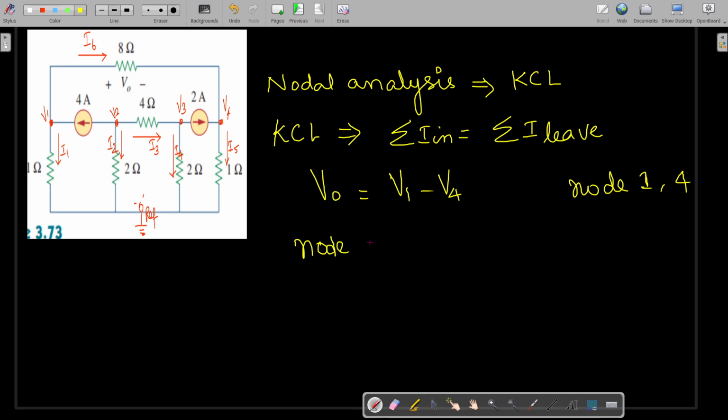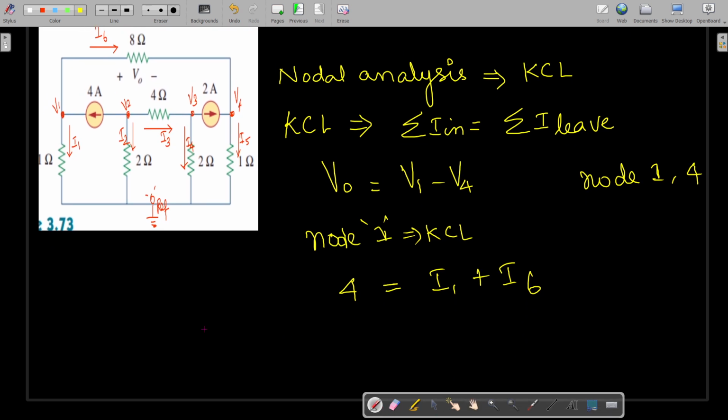For this node 1, we apply KCL. So what are the incoming currents? 4 amps is the incoming current. What are the leaving currents here? This I1 and this I6 are leaving. Okay, so it is the summation of the leaving currents.